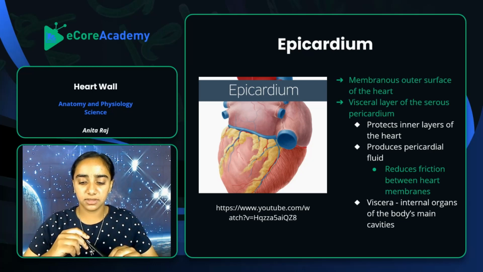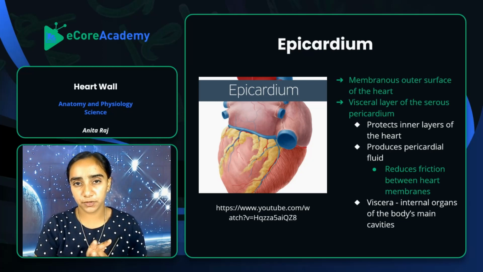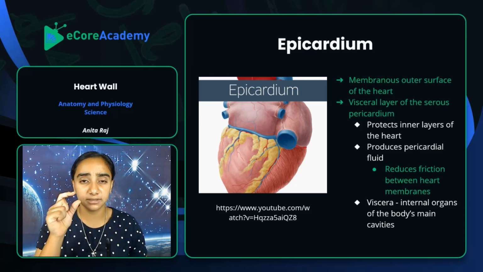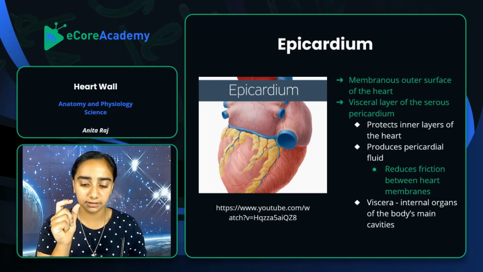On the side that comes into contact with the myocardium, the innermost side, it's lined by squamous type epithelium called the mesothelium. So let me break that down for you. It's lined on the inside, closest to the myocardium, by squamous type epithelium called the mesothelium. We already went over what epithelium is. Epithelium is that one cell thick layer that lines the insides of your organs or the insides of layers of the heart.